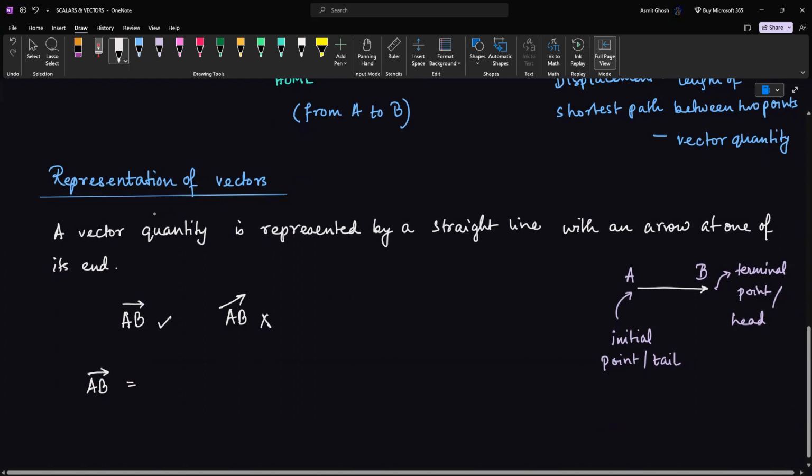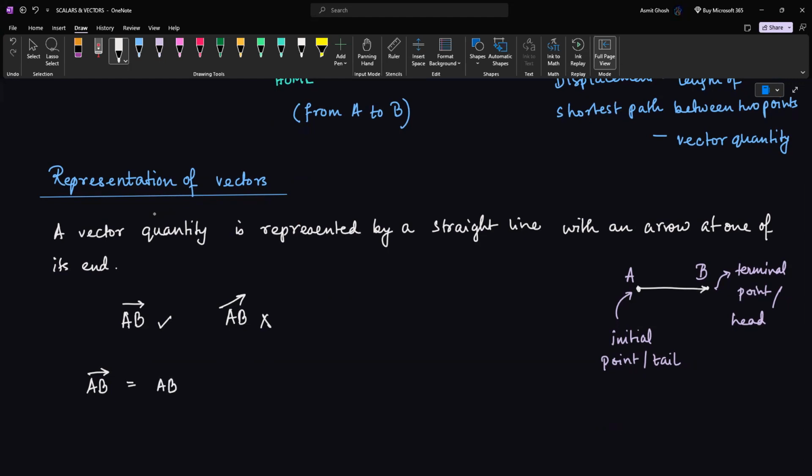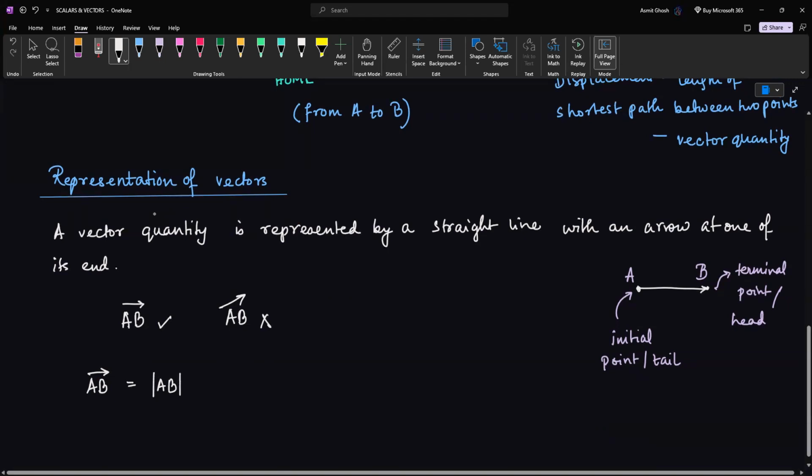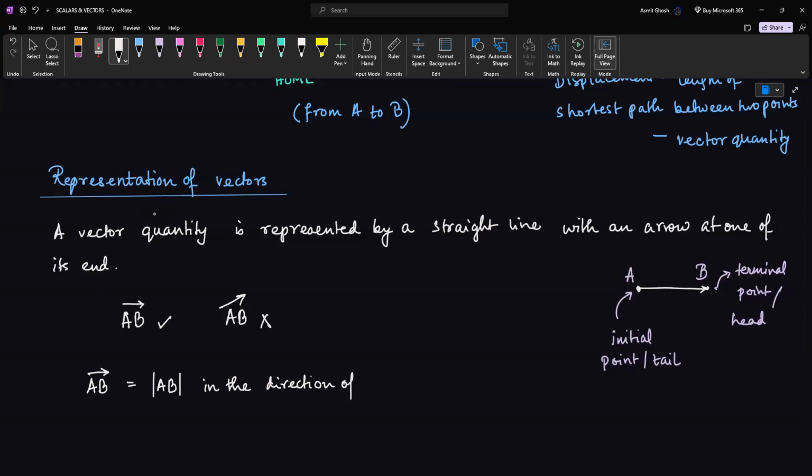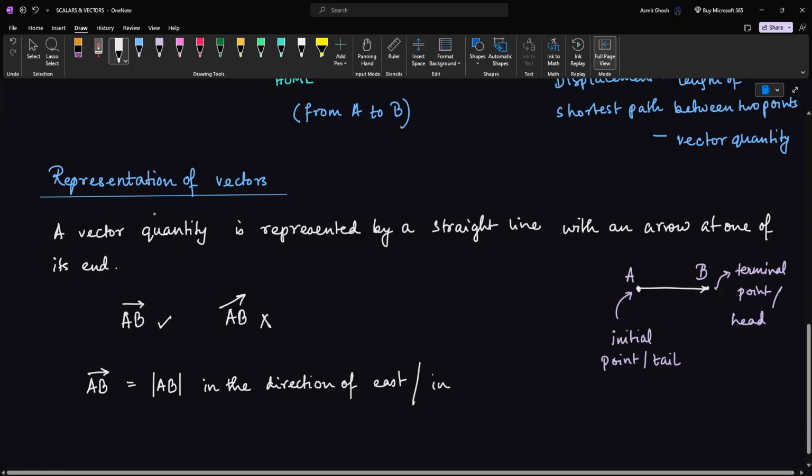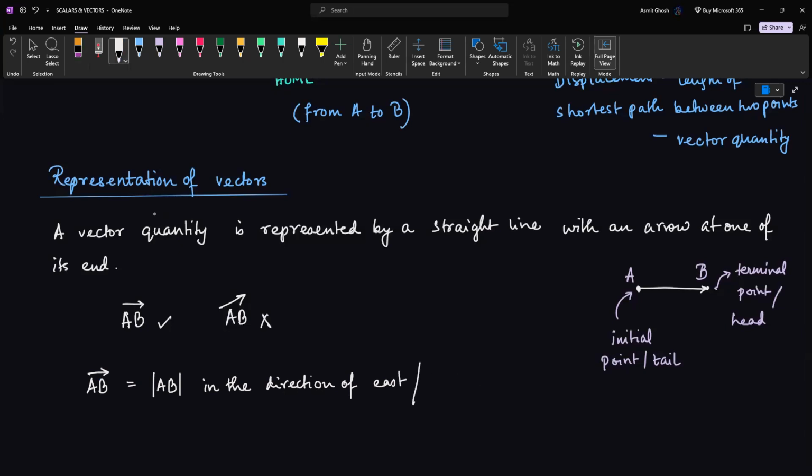as, let us say that this represents the displacement of a body from point A to point B in the direction from A to B. So we can say that the body has moved a distance of AB, length of AB, in the direction of east, or we can also write it as towards B. Since it is going towards B, we can write it like this.